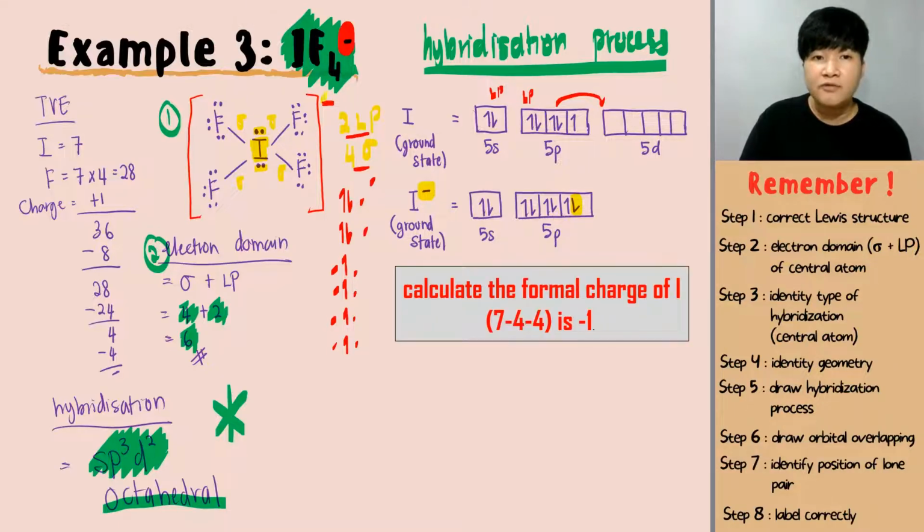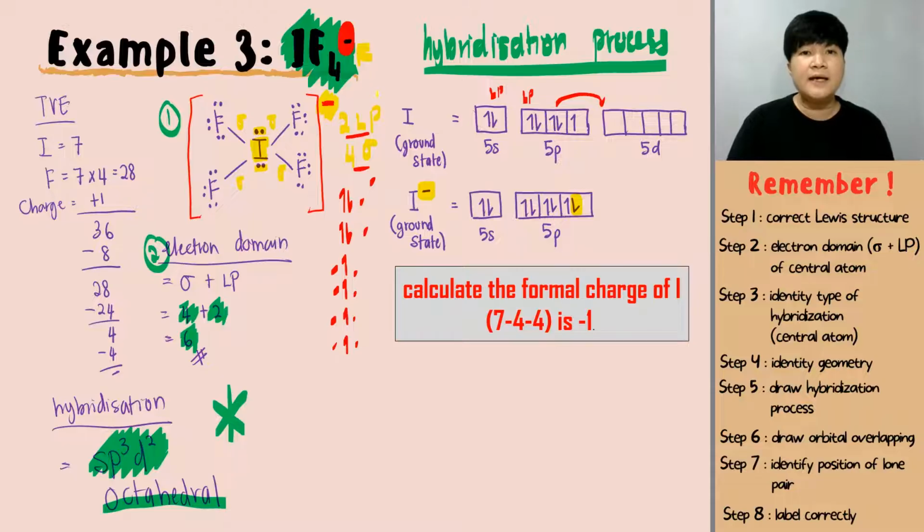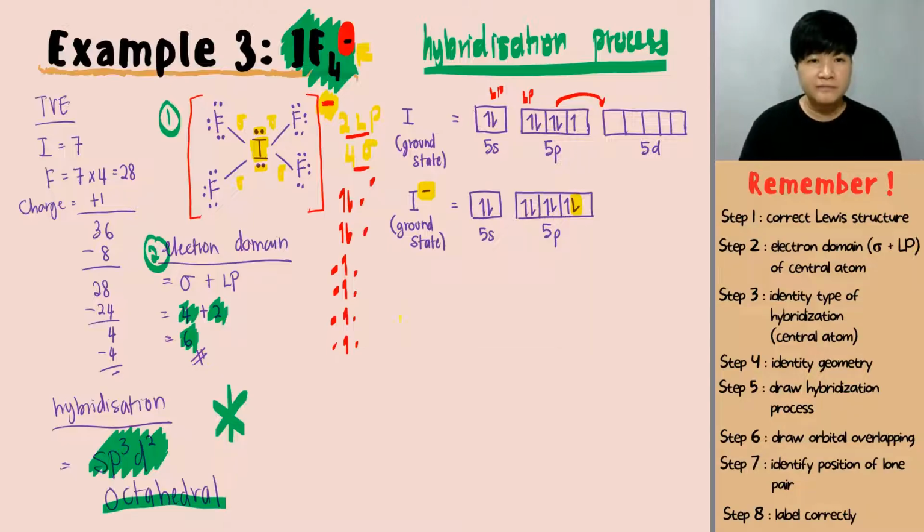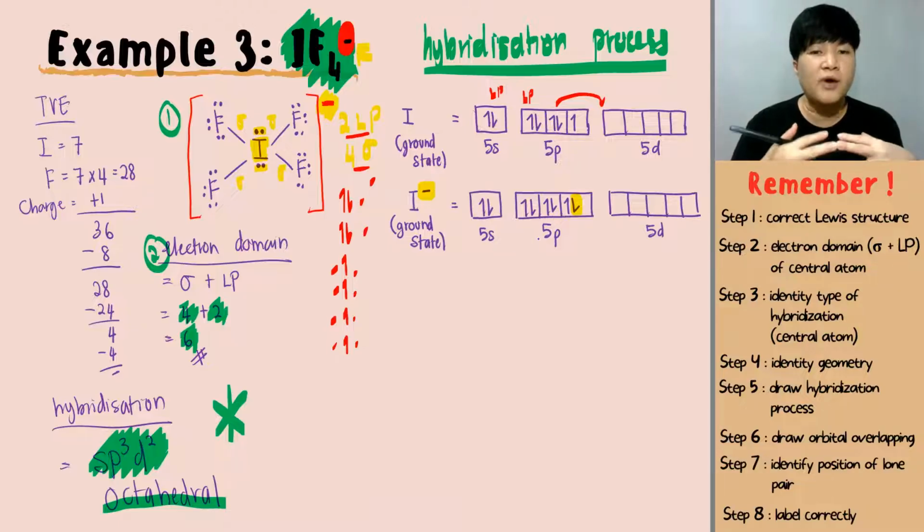You will have this 1 extra electron because it's a negative. Why is it negative over here? Alright, it's IF4 minus. It's a negative charge over there. And the negative charge is actually coming from the iodine with 1 extra electron. And the 5d will still remain unchanged because there will still be no electron in the 5d even though right now it's an I minus. Just stay there first.